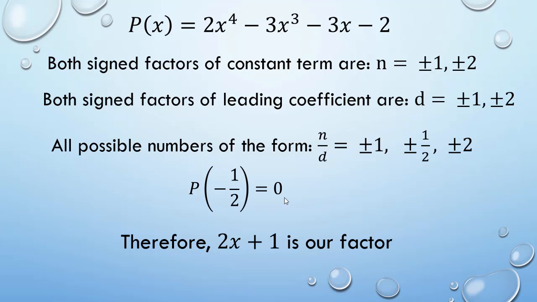And again, according to the factor theorem, if p of minus b by a is equal to 0, then ax plus b is our factor. So here a is 2 and b is 1, so 2x plus 1 is our factor. Alright, if we know a single factor of any polynomial, we can easily resolve that polynomial into factors. Let's resolve this polynomial into factors because we know one of its factors, which is 2x plus 1.